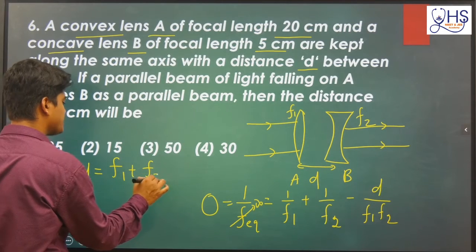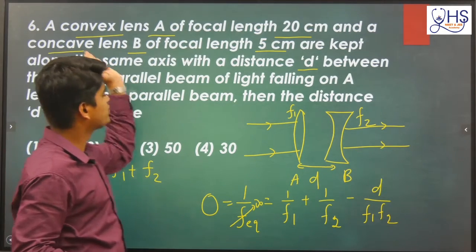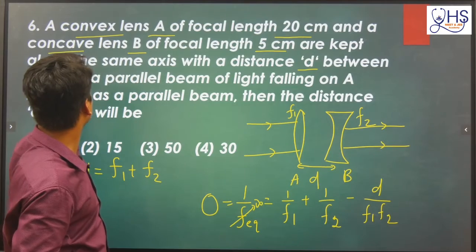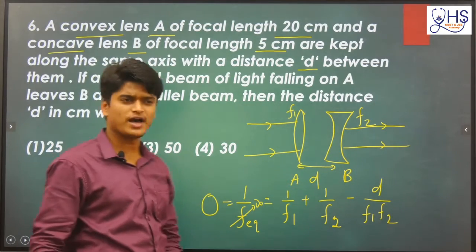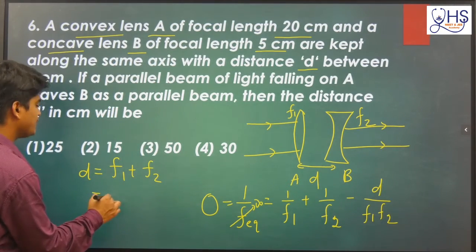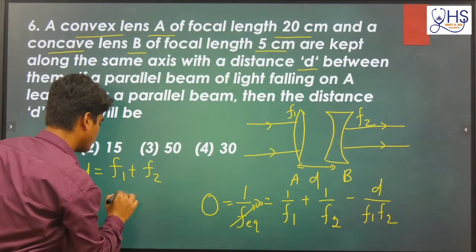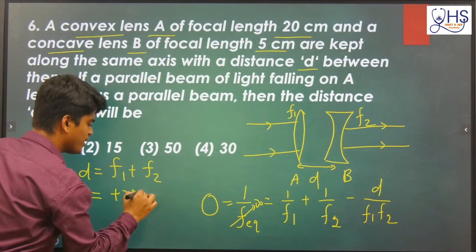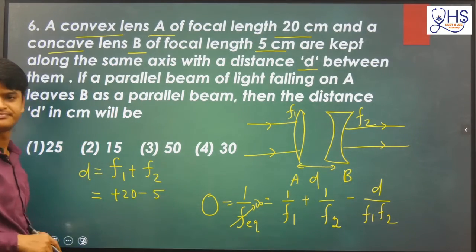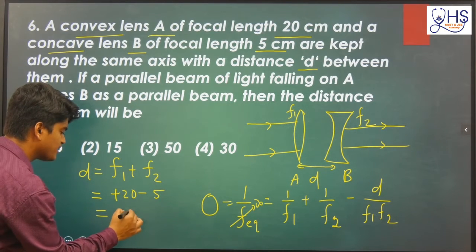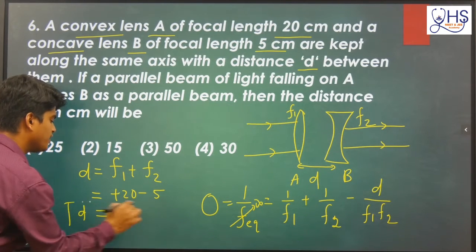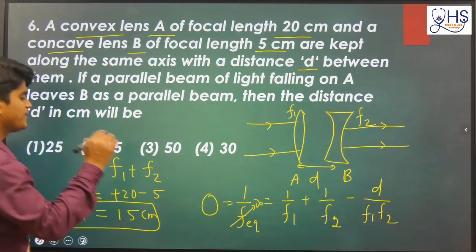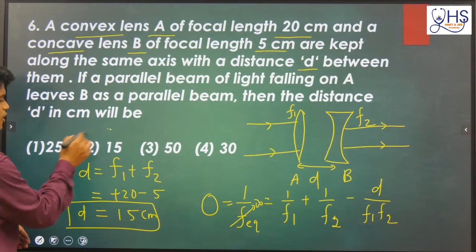So for a convex lens, I have to take positive focal length, and for a concave lens I have to take negative focal length. So here I can use f1 as plus 20 and f2 as minus 5. If I subtract this, I will get plus 15. So d will be plus 15 centimeter. So your answer will be option 2.